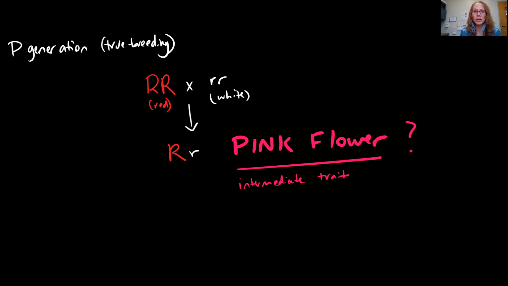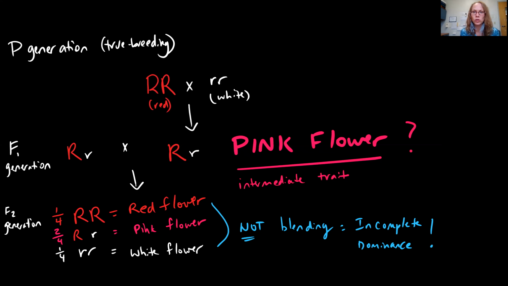Okay, so let's do another cross. Let's take this heterozygous and cross it with another heterozygous. So we're going to cross two pink flowers. And when we do that, we get our F2 generation, which gives us 25% red flowers, 50% pink flowers, and 25% white flowers. So it's not blended. We haven't lost the red allele or the white allele. You can still get red flowers or white flowers when you cross pinks, but you also get pinks. And so this is our example of an intermediate dominant characteristic or trait.